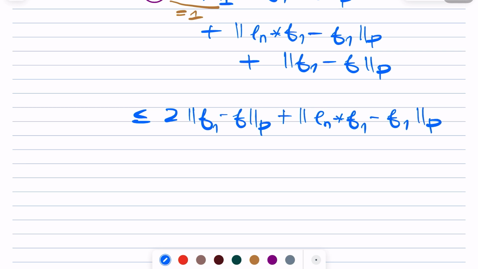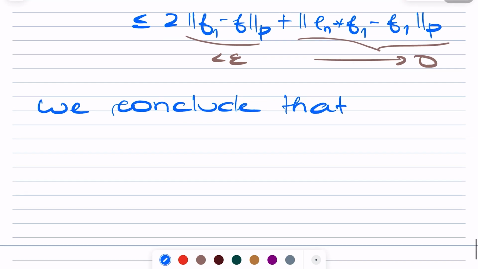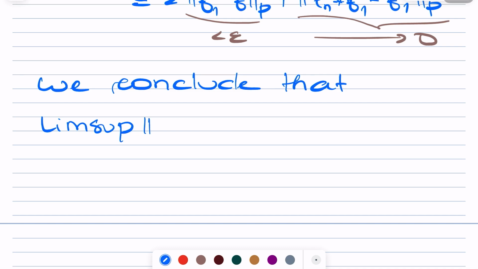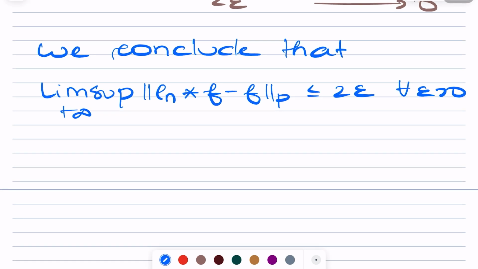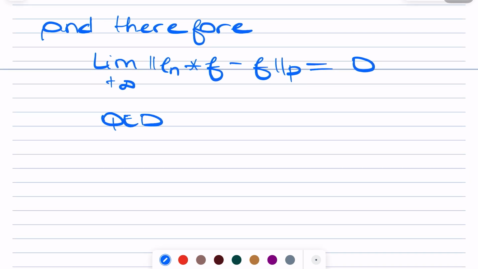But of course, we saw that this actually goes to 0, and this was less than epsilon. Okay, so we conclude that the lim sup of the LP norm of rho n convoluted with f minus f is less or equal than 2 epsilon for every epsilon positive, and therefore the limit of the norm of rho n convoluted with f minus f is equal to 0. So with this, we are done. Good.